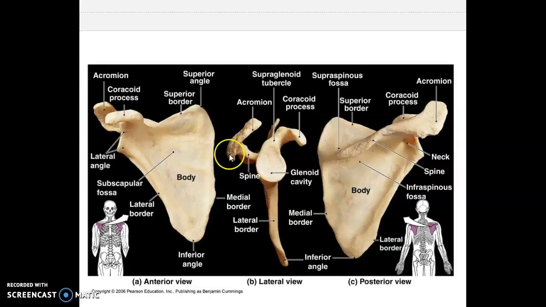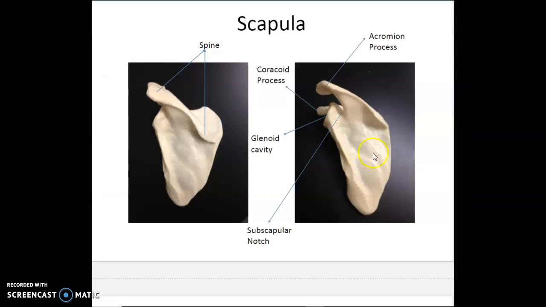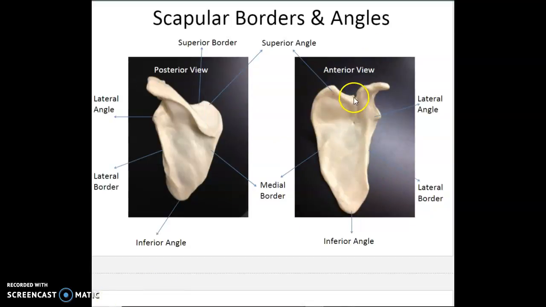And then we actually have this kind of notch found right in this area here. From our picture of models, we can see kind of the subscapular notch. It's kind of behind this area that we're looking at right here. So it's actually more right through here on the same side as the coracoid process.